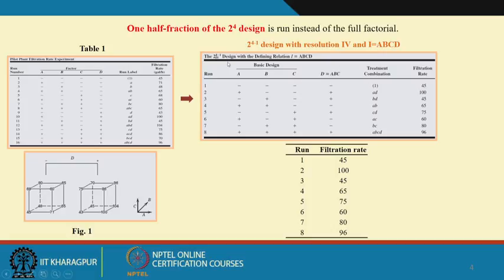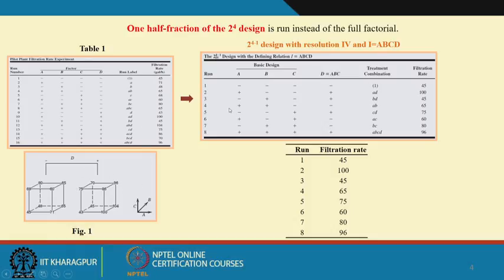In that case, a 1/2 fraction of the 2 to the power 4 design will have to be conducted. So, for the 2 to the power 4 design, we have to select the 2 to the power 4 minus 1 design with resolution 4 and I equal to ABCD. This is the data and this is the corresponding design.